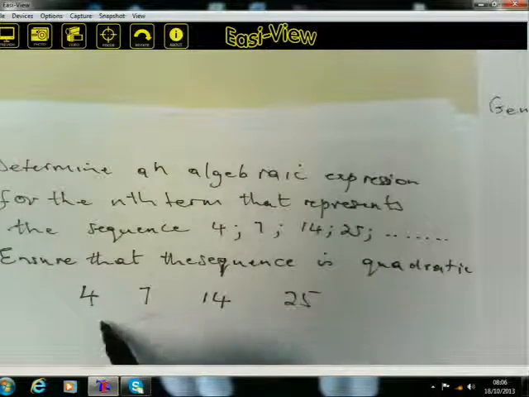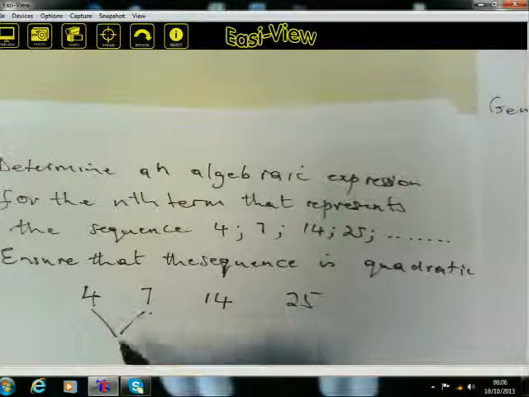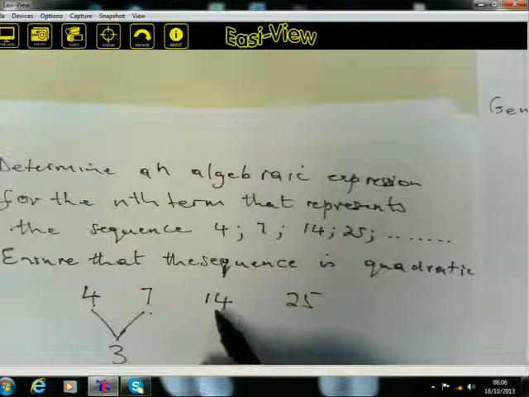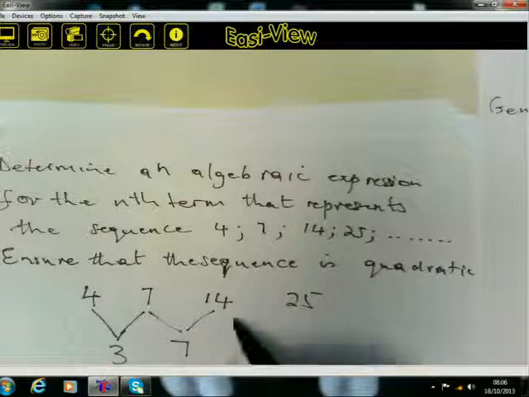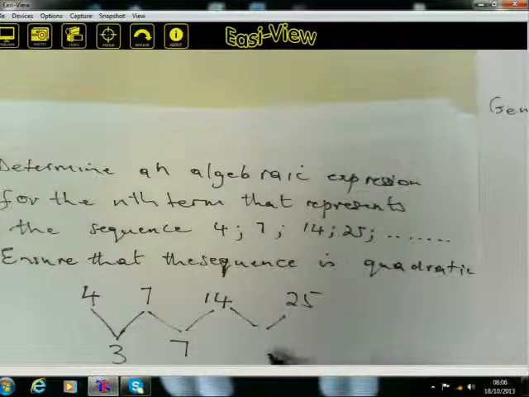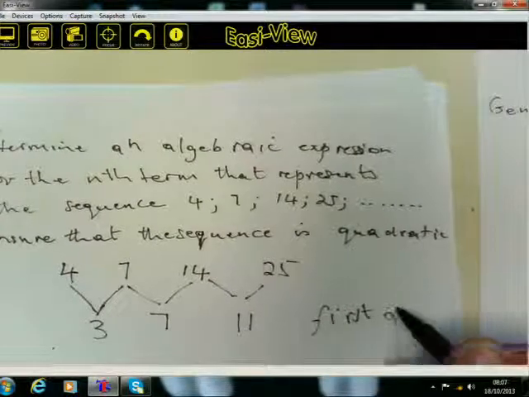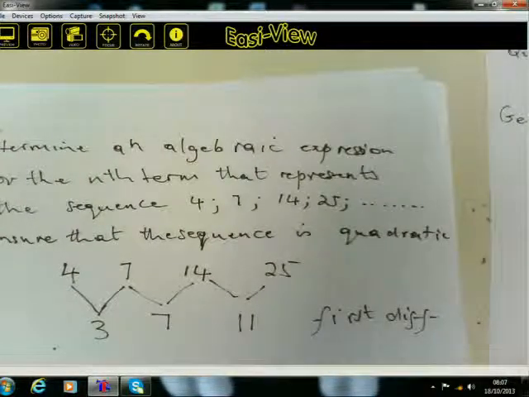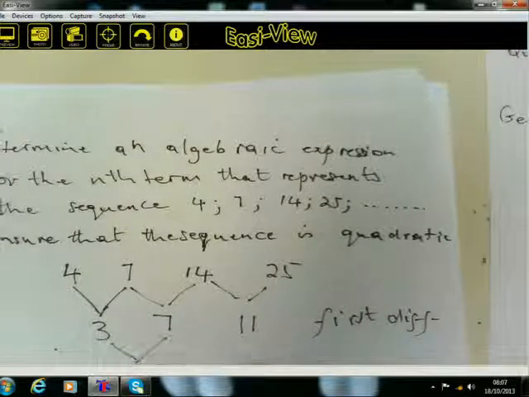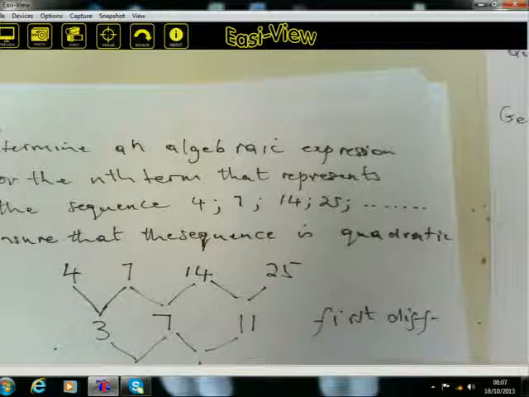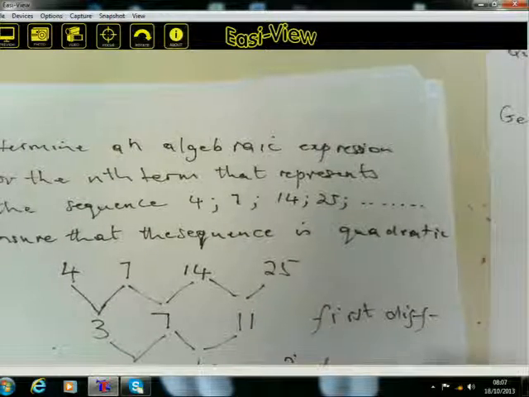Now, the first difference between 4 and 7 is going to be 3, and the difference between 7 and 14 is going to be 7. The difference between 14 and 25 is going to be 11. This is what we call the first difference. Now, can we go over to the second difference? The second difference here is 4, because 7 subtract 3 is 4, and 11 subtract 7 is 4. Therefore, this is going to be the second difference.